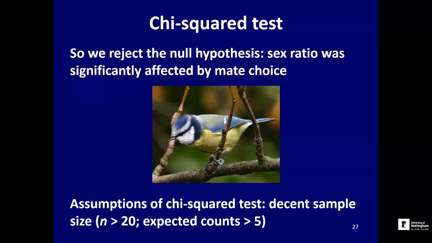Okay. So that's the chi-square test, and it's used for these situations where you've got frequencies that you want to compare to an expectation. It does make assumptions because it is a parametric test, but the assumptions are somewhat simpler than they are for something like a t-test. So really the assumption here is just that you've got a decent sample size, so at least 20 observations in total, and the assumption is that your expected counts are more than 5 in each case.